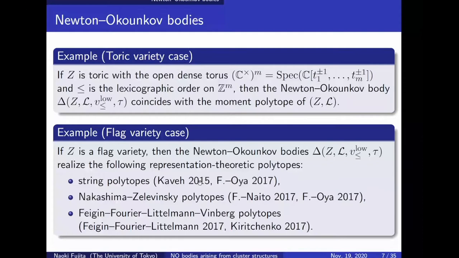In the case of flag varieties, we can realize these representation-theoretic polytopes as Newton-Okounkov bodies: string polytopes, Nakashima-Zelevinsky polytopes, and Feigin-Fourier-Littelmann-Vinberg polytopes. All of these are obtained as Newton-Okounkov bodies of the flag variety when we consider several identifications of the function field with the field of rational functions and total orders.